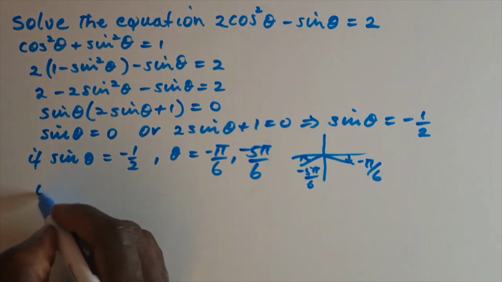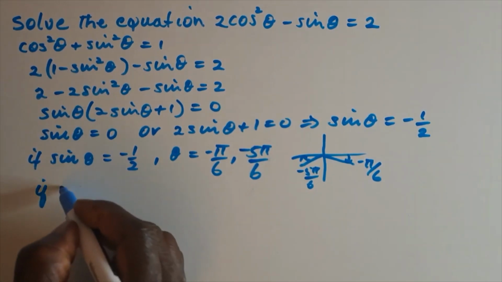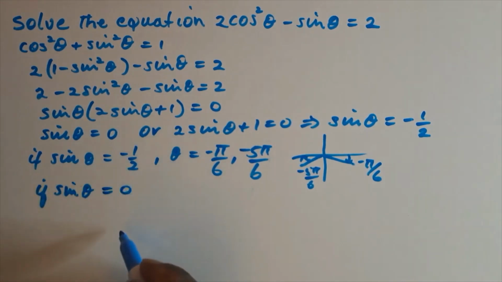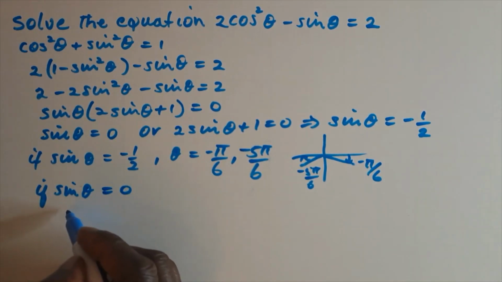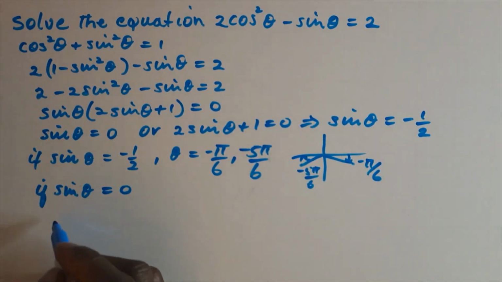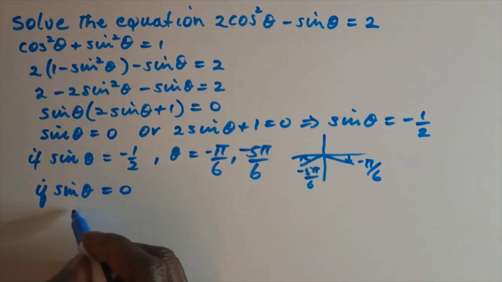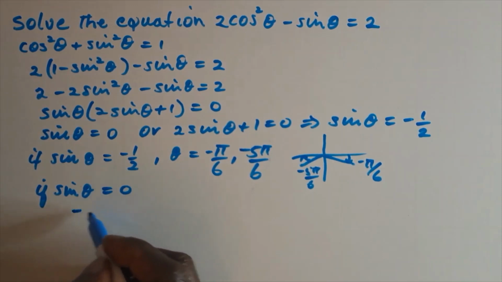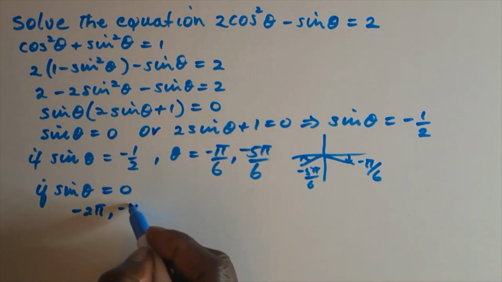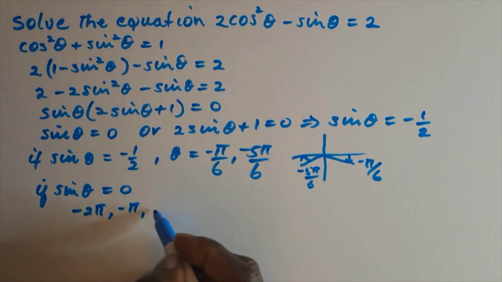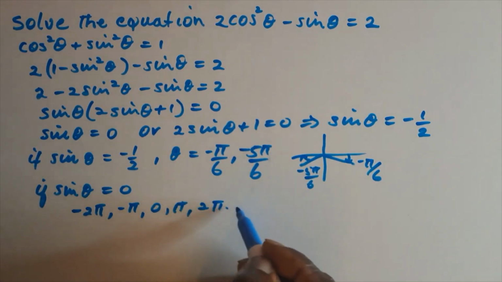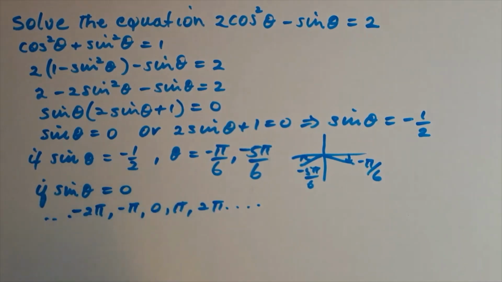Now if sine theta is equal to 0, then we have a number of, in fact an infinite number of solutions. We could start at, let's say, minus 2 pi, minus pi, 0, pi, 2 pi, and so on. So we could go either way here.